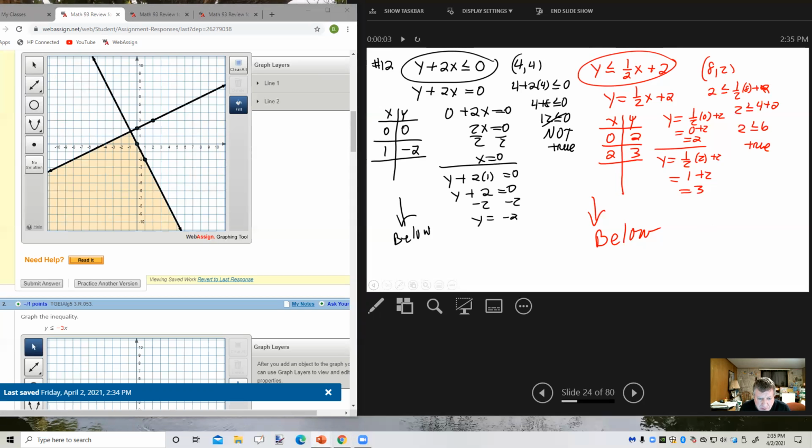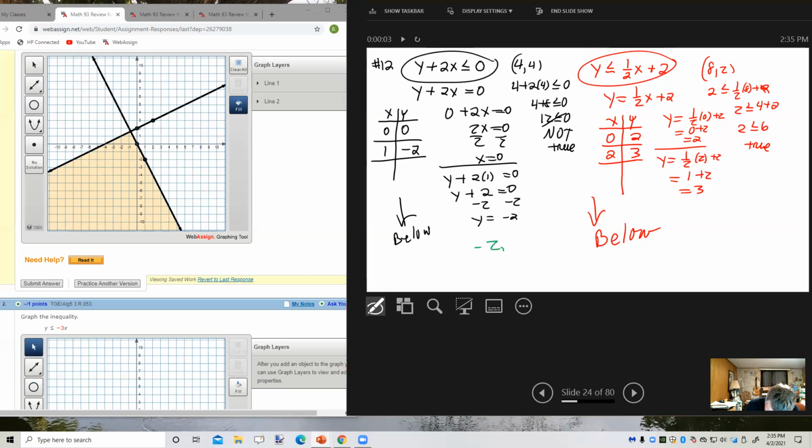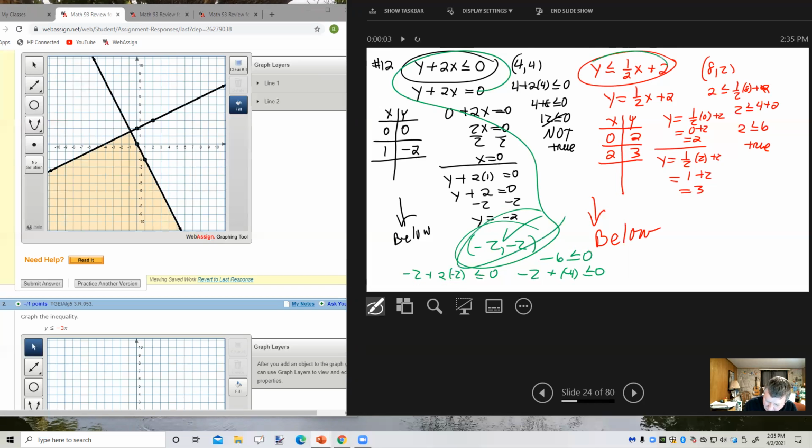And let's do this in green again like we did before. Okay, what did I say, negative 2, negative 2? Yeah, negative 2, negative 2. Okay, so let's put this in there. We'd have negative 2 plus 2 times negative 2 less than or equal to 0. Negative 2 plus negative 4 less than or equal to 0. Negative 6 less than or equal to 0. That's true.